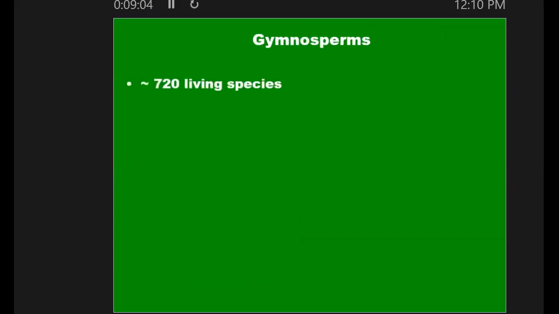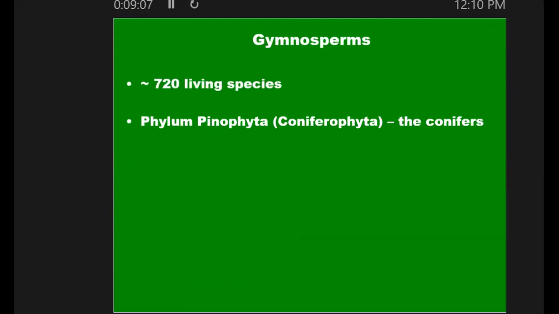So with the gymnosperms, currently there's about 720 living species. And the phylum Pinophyta, some people refer to them as Coniferophyta, but I think your book uses Pinophyta, so we'll go with that one. And if you look at that phylum, there are about 550 species. So they're of the gymnosperms, this phylum is the biggest for sure, most successful in terms of currently who's living, who's made it this far in the evolutionary process.